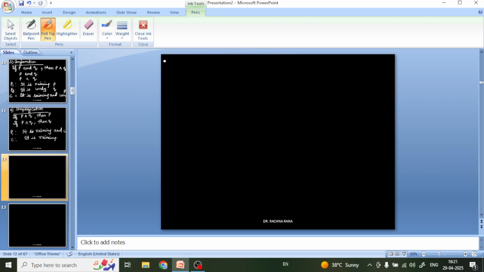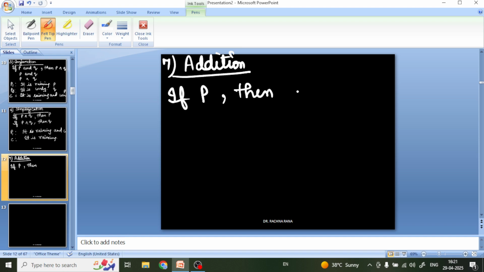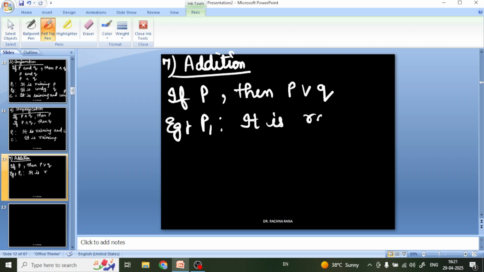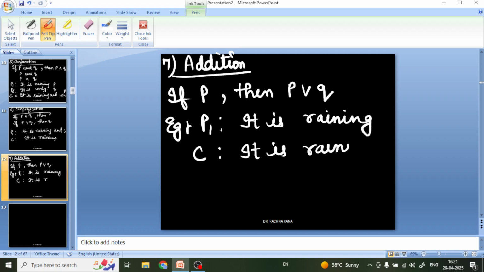Now next is addition. If P, then P or Q. Example, P1: it is raining. Conclusion: it is raining or sunny.